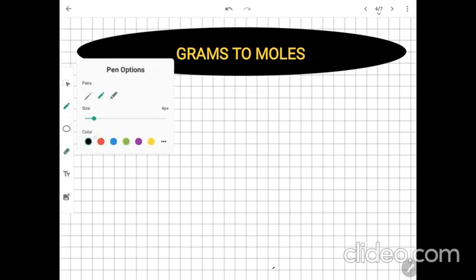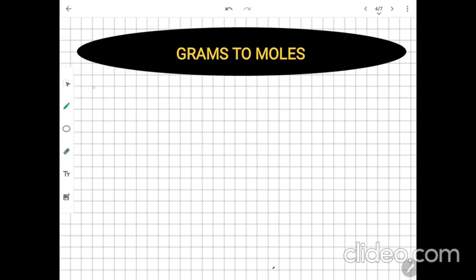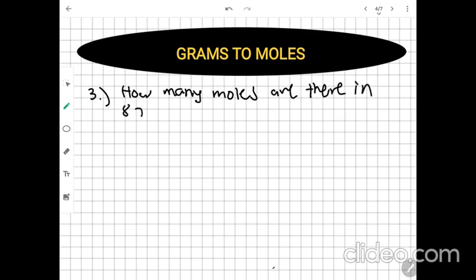Let's use black here. So problem number 3: how many moles are there in, let's say, 82 grams of carbonic acid, which is H2CO3. Okay, so let's have here.